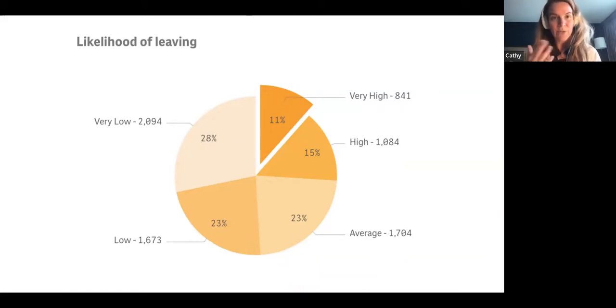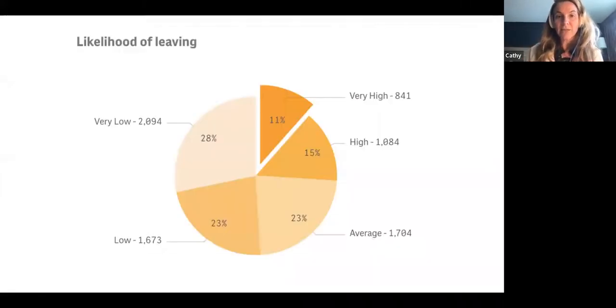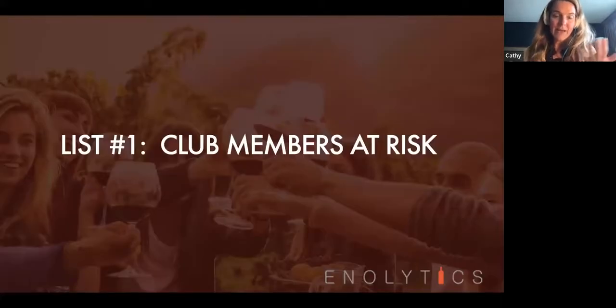There's actually an algorithm running in the background that can help us identify customers who are at high risk or low risk, or just in between, maybe average. Here is a little more granularity around different clubs. Different clubs have different attrition rates, and people drop off at different times. So you can get definitely more granular about identifying club members at risk as one of your first lists to look at.